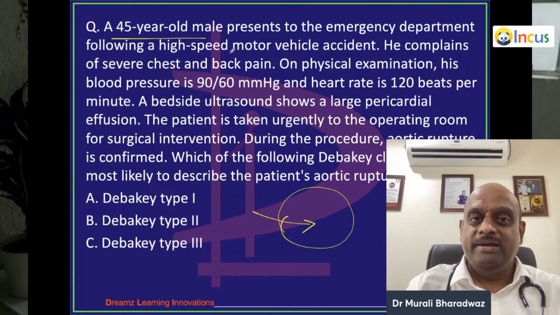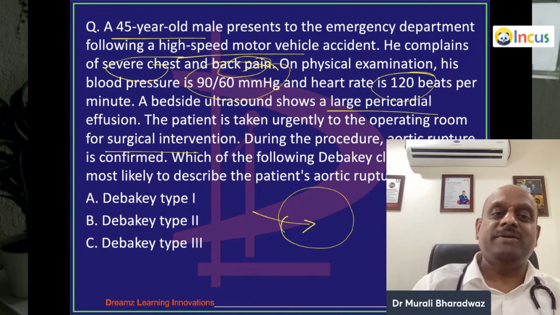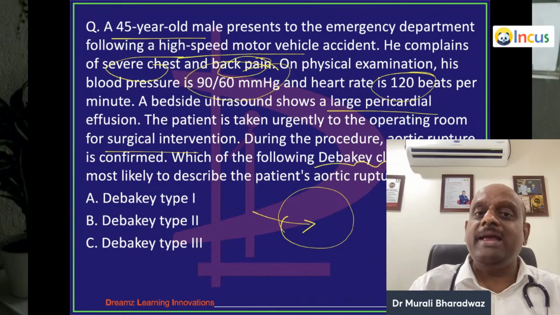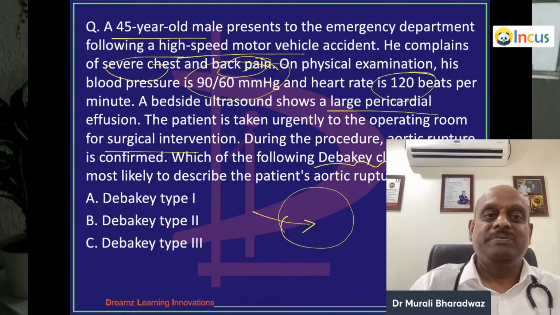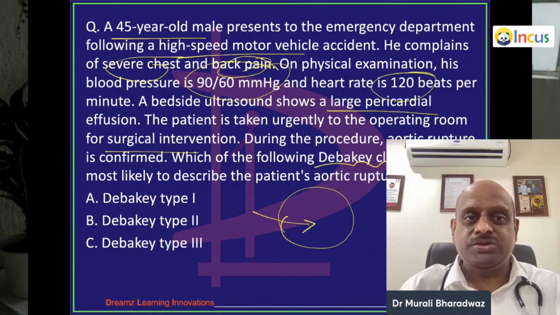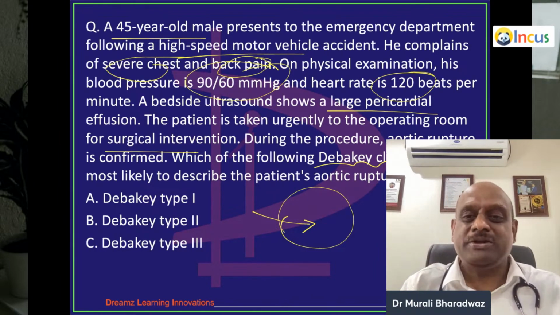45-year-old male, high-speed motor vehicle accident, severe chest and back pain, blood pressure is 90/60, heart rate is 120 beats, and there is a large pericardial effusion. The patient is taken to the operating room, and there is an aortic rupture, which is confirmed. Now the question comes, what DeBakey classification does this correspond to? Do you have any guess? Would you like to tell what is the DeBakey classification of this particular case?